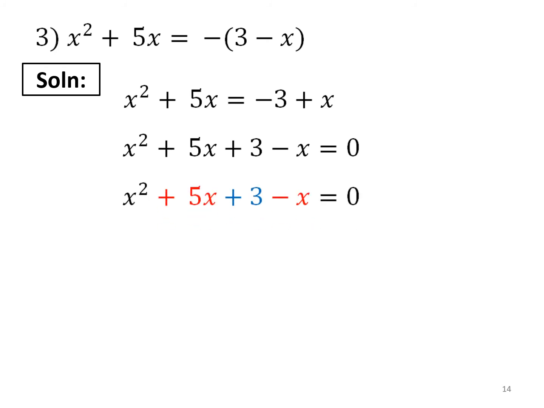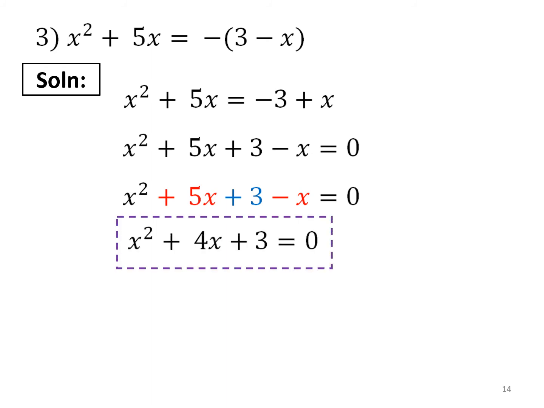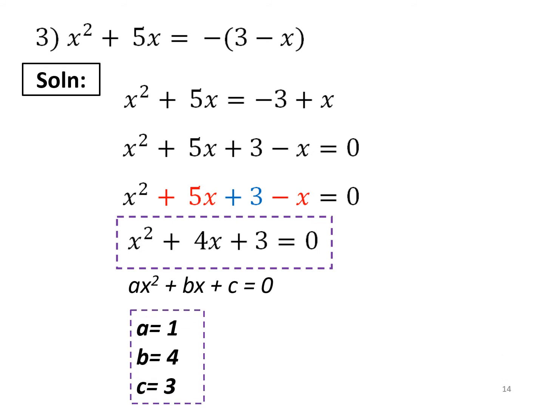Similar terms, x square plus 5x minus x will give you plus 4x and plus 3. So x square plus 4x plus 3 is equal to 0. Comparing with ax square plus bx plus c, the value for a is 1, b is equal to 4 and c is equal to 3.